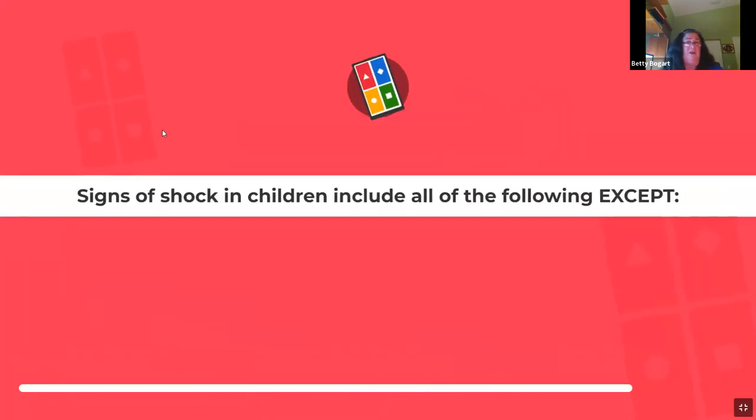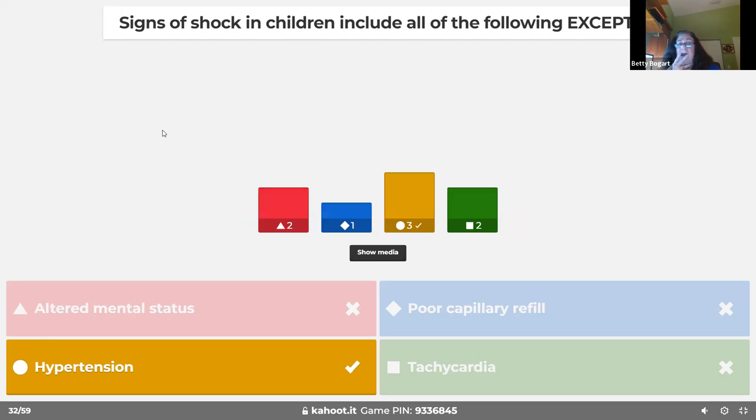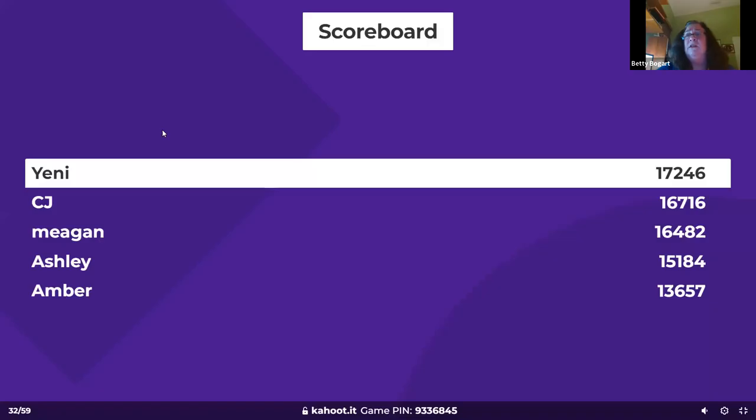Signs of shock in children include all the following, except hypotension. Hypotension, their blood pressures drop, their heart rate goes up, they have poor or prolonged capillary refill, urinary output's decreased, and they get restless, they have altered mental status, but their blood pressures are on the floor. That is shock. Hypotension, not hyper.